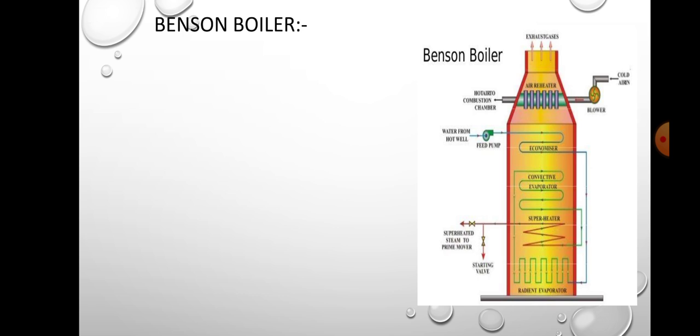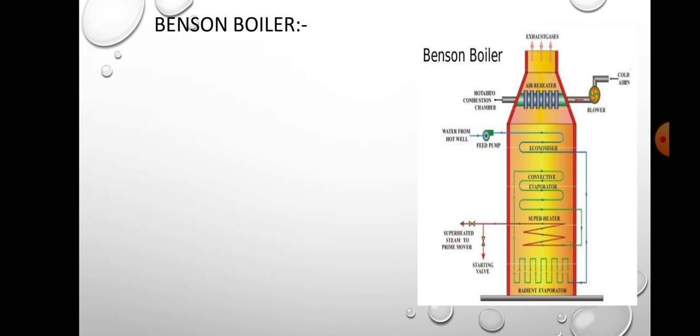Then we will discuss the Benson boiler. The figure is shown behind on the PPT. The Benson boiler is a high pressure forced circulation water tube boiler. The difference between the Lamont boiler and the Benson boiler is that the water steam separator drum cannot be used in the Benson boiler.